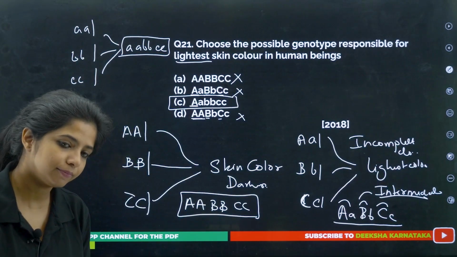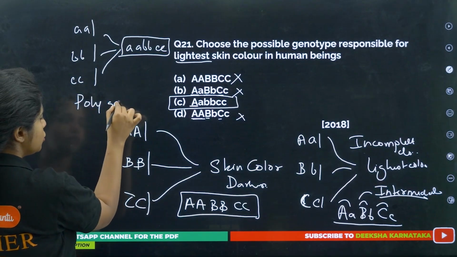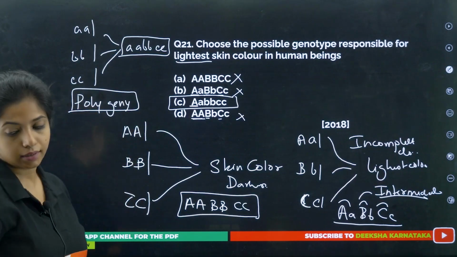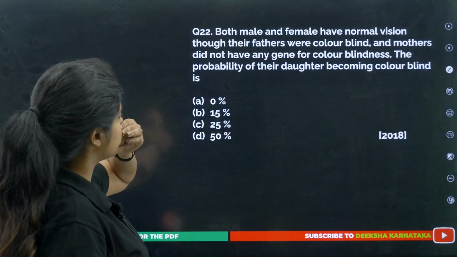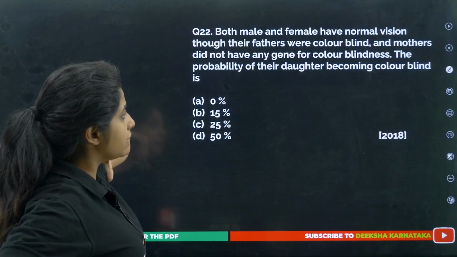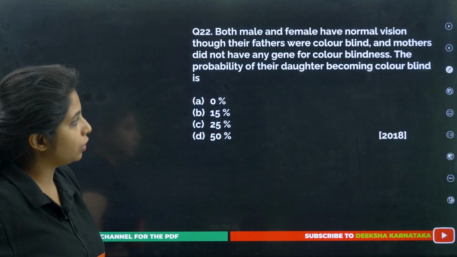2018 question. And what do you call this condition? Polygeny, where multiple genes are coding for one particular trait. Cool? Next. Both male and female have normal vision, though their fathers were colorblind and mothers did not have any gene for color blindness. The probability of their daughter becoming colorblind.